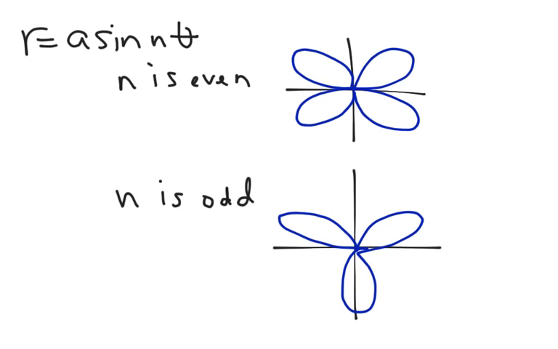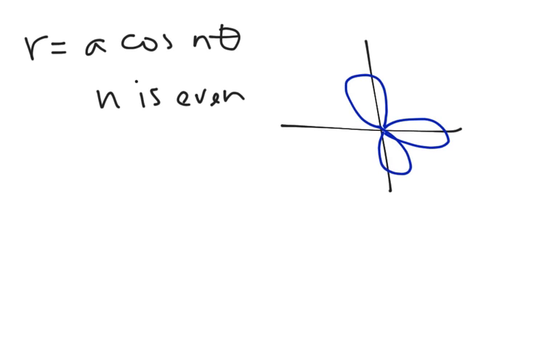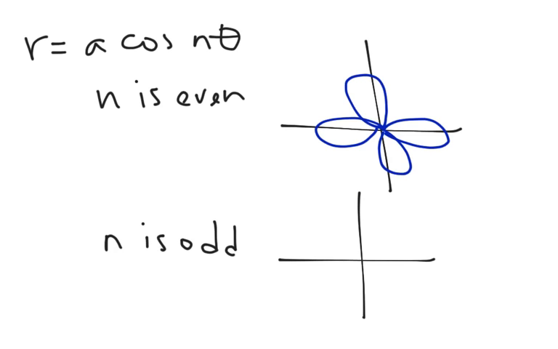For cosine, when n is even, as in the example we just did, we saw that the petals looked like this. And if n is odd, if we say n is 3, the graph is going to look like this.